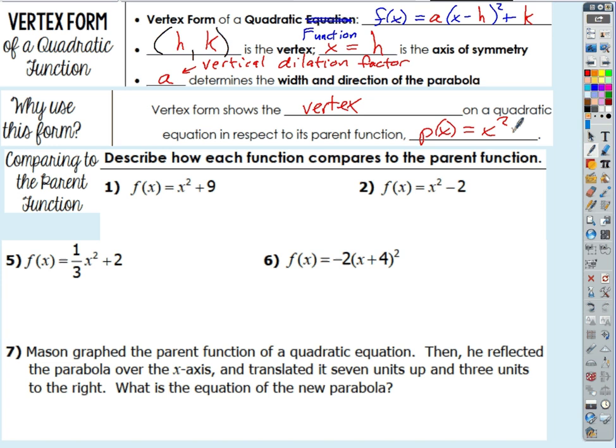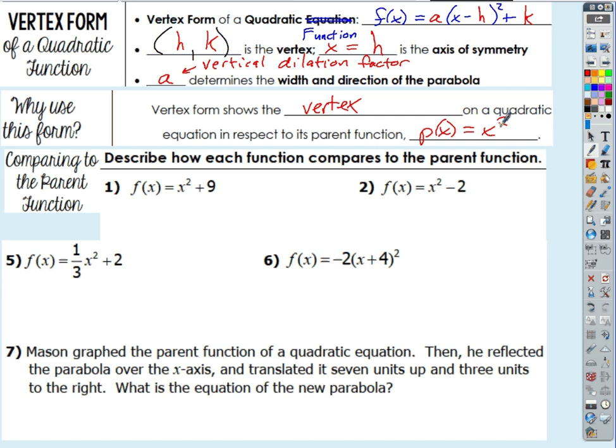Okay? So then you can tell me here, without even talking about this stuff, what's going on here. How is that being transformed from the parent graph? If the parent graph is x squared, what have we done here? If we add 9 outside the function, what is that, a, h, or k? K. So what does k do? What's that do to our parabola?